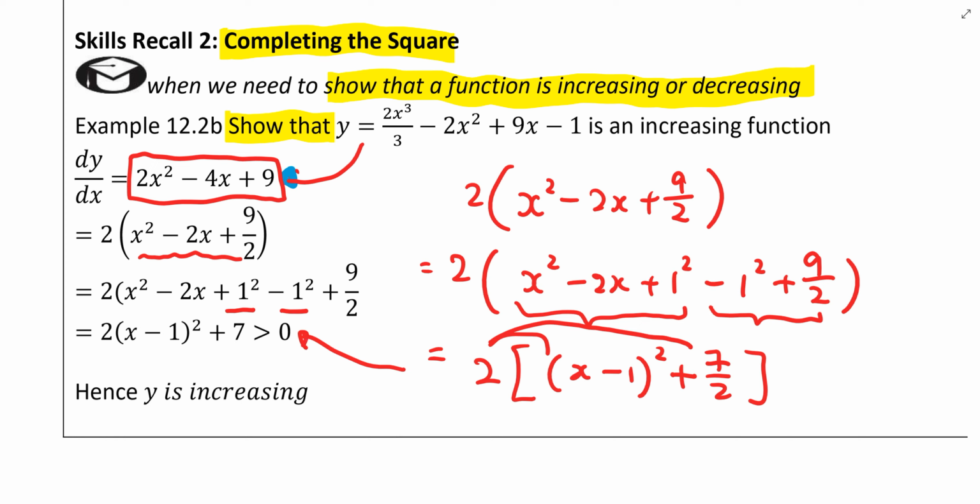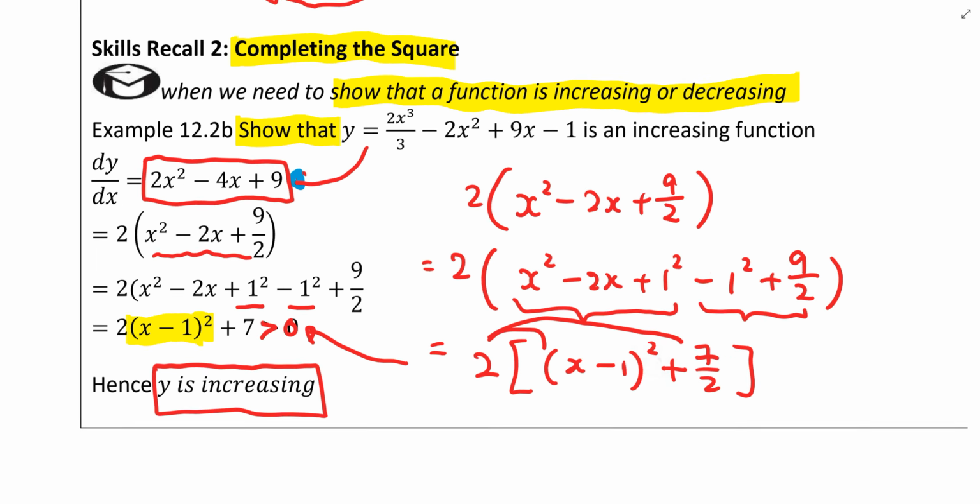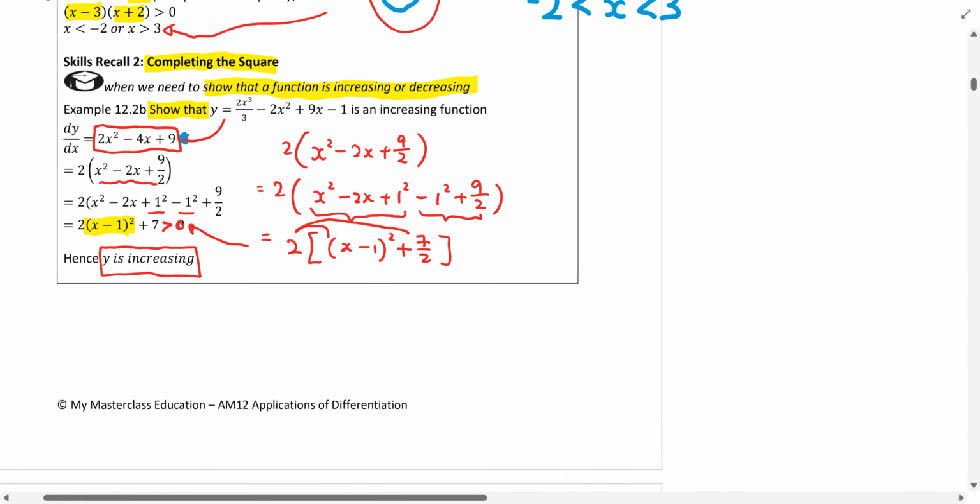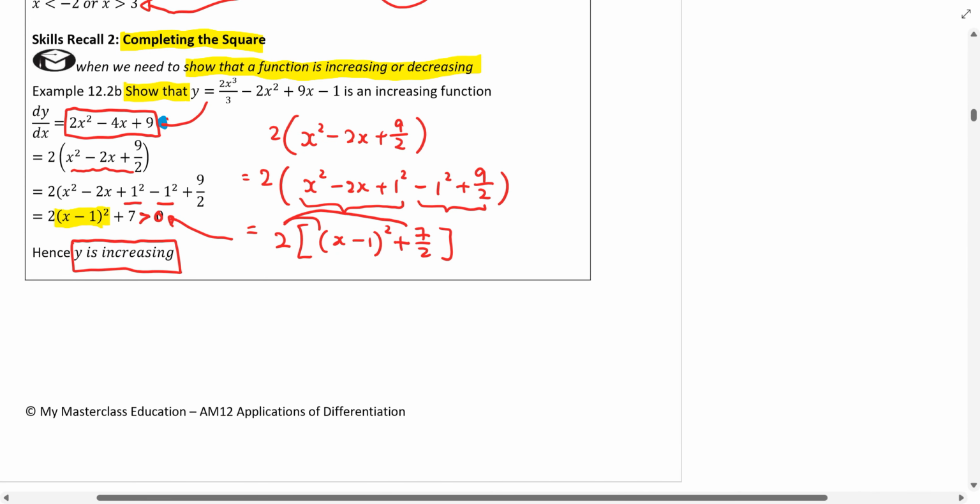2(x plus 1) squared plus 7. So in your chapter 1, A Math Sec 3, a square number is always greater than or equal to 0. When you plus 7, it's even more positive. All you need to do is to say that this function is greater than 0, which means dy/dx is greater than 0. Hence, y is an increasing function. So this is one way of showing a function is increasing or decreasing.